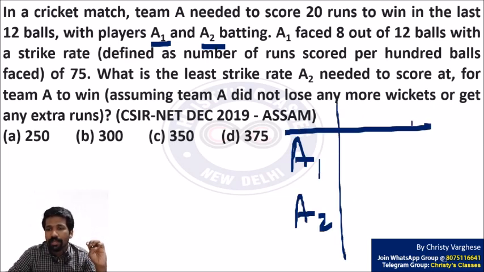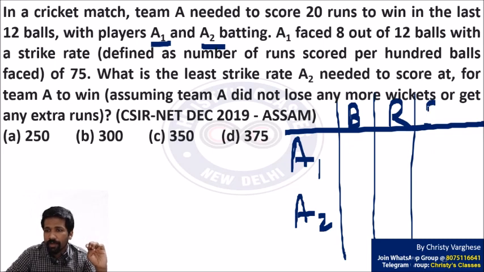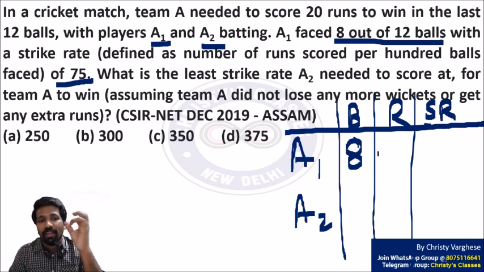The question is saying how many balls, how many runs, all those things are written here. A1 is balls, I am denoting by B, runs I am denoting by R, and strike rate I am denoting by SR. So A1 faced 8 out of 12 balls. That means the number of balls A1 faced is 8. With a strike rate of 75, for 8 balls the runs he scored will be 75%.